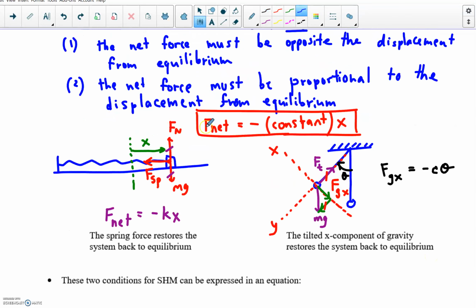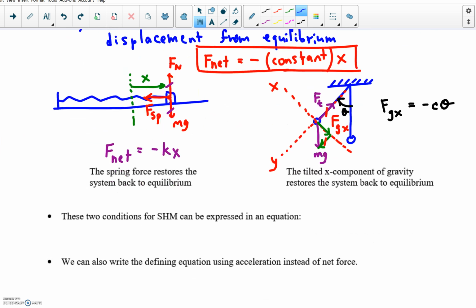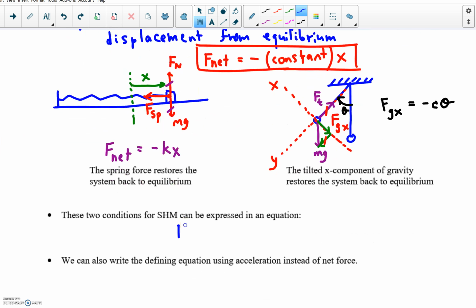These two conditions and the equation we wrote down are really, really important. If there is a short answer on the next test, this is almost certain to show up. Negative a constant times the displacement.